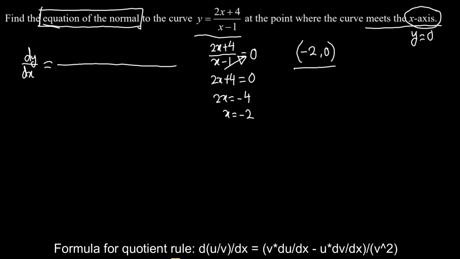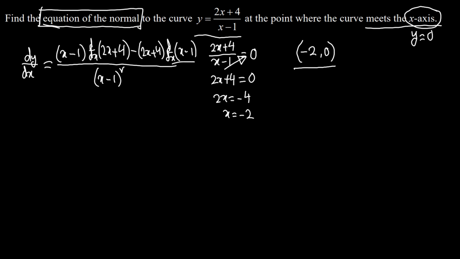So the quotient rule is v du by dx minus u dv by dx over v squared. Here v is x minus 1. Then we write d by dx of 2x plus 4, then minus 2x plus 4 d by dx of x minus 1, and on the bottom it is x minus 1 whole square. See the rule formula, and let us simplify now.